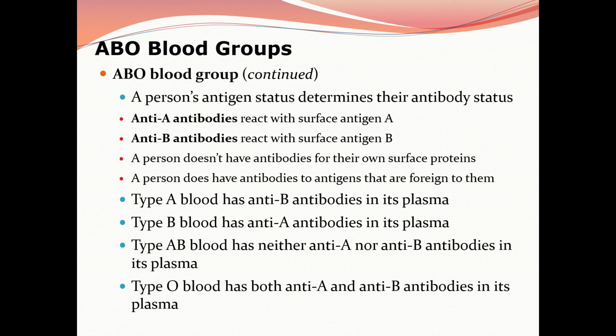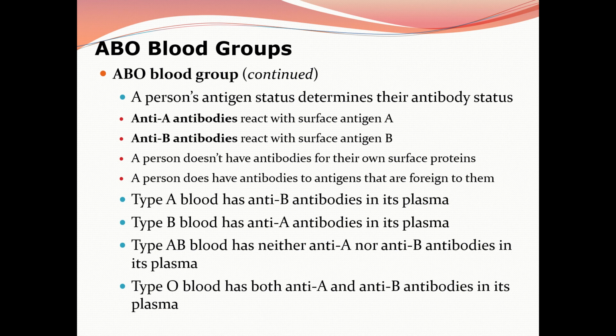A person's antigen status determines their antibody status. Anti-A antibodies react with surface antigen A. Anti-B antibodies react with surface antigen B. A person doesn't have antibodies for their own surface proteins. A person does have antibodies to antigens that are foreign to them.